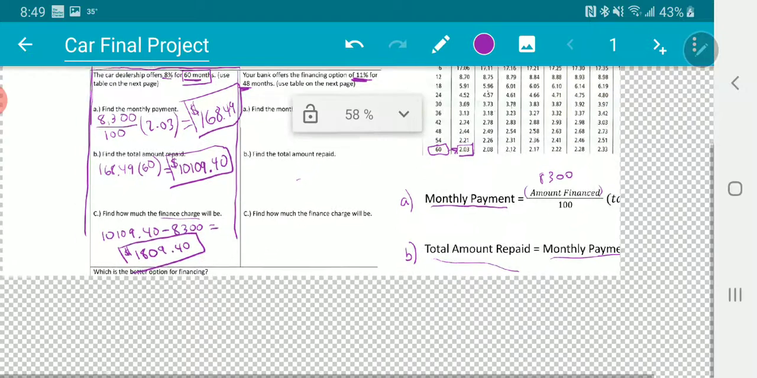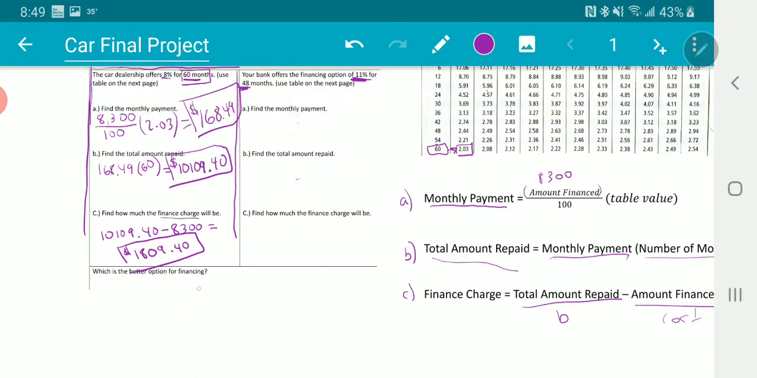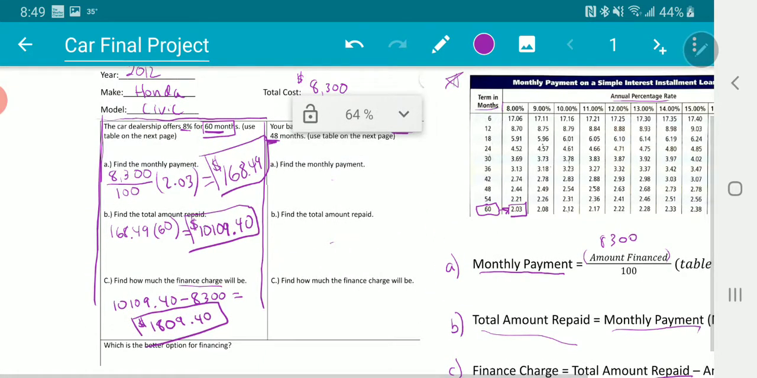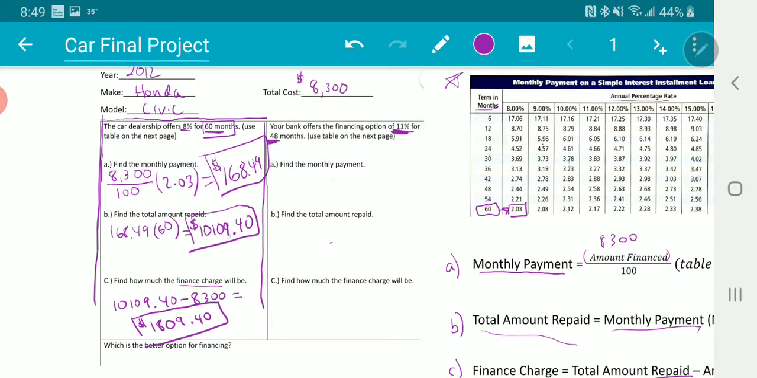Okay, when you're finally done, you're going to decide which of these is the better option for financing. That's up to you. You could choose the one with the lower monthly payment. You could choose the one that has a lower total amount repaid. Whichever you choose, just make sure you say why, okay? If you have any questions, feel free to ask me. But again, just watch this video again if you need to. It goes through every single step of the process.